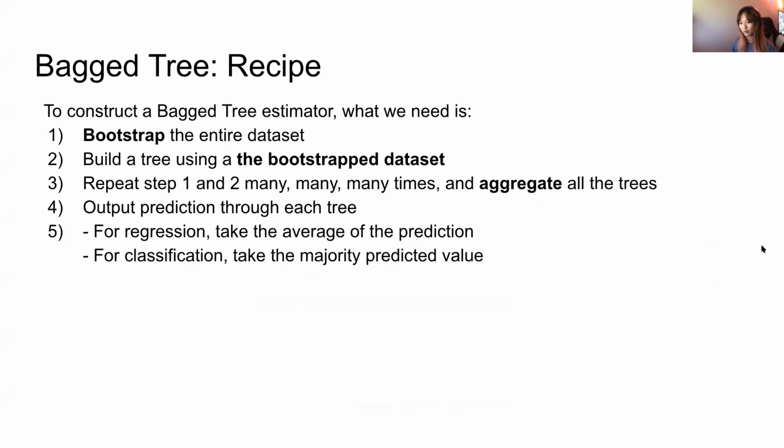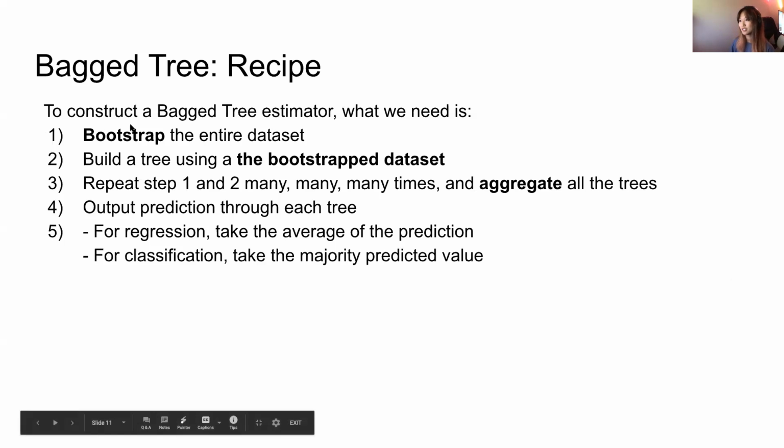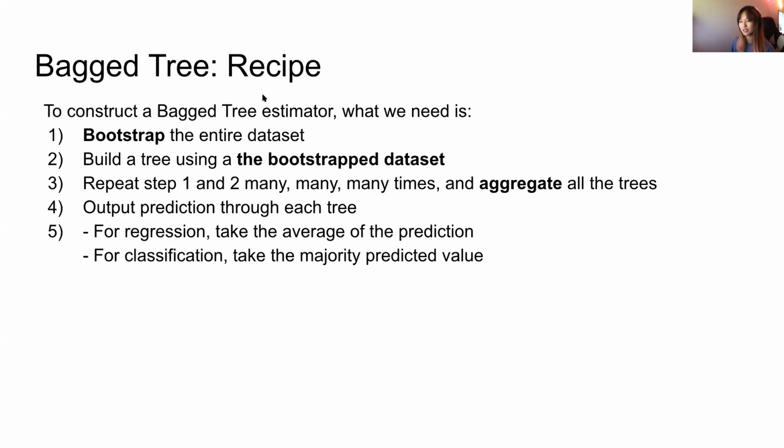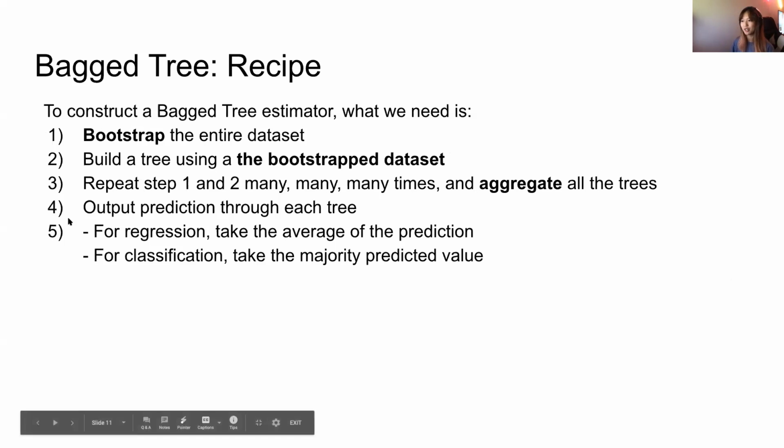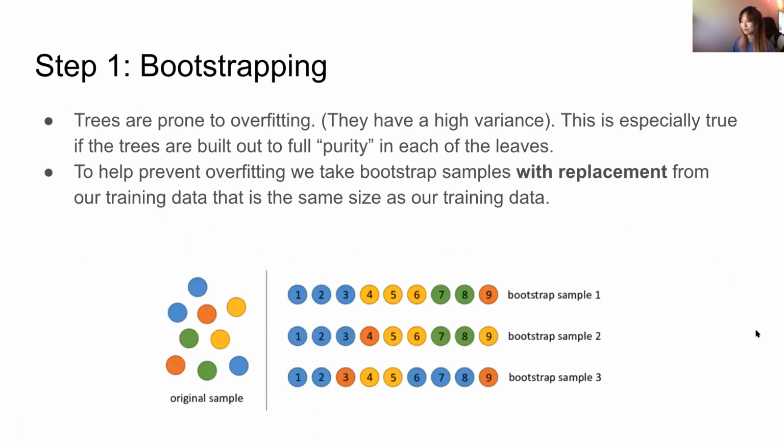All right, so first we're going to talk about bagged trees. Bagged trees is one form of a bagging algorithm, which is a form of an ensemble method. These are the steps for a bagged tree. Bagged stands for bootstrapping and aggregating. First we're going to bootstrap the entire data set, and we'll talk about what bootstrapping is in a little bit. We're going to build a tree using the bootstrap data set, then repeat steps 1 and 2 many times and aggregate them all. Then we output these predictions, and we'll look at these as we move through the steps.